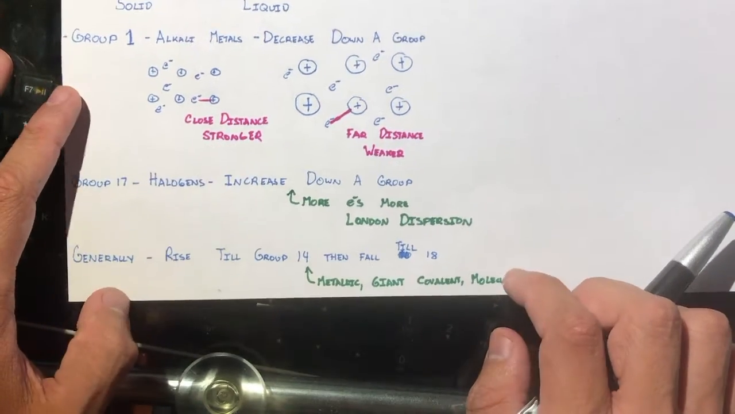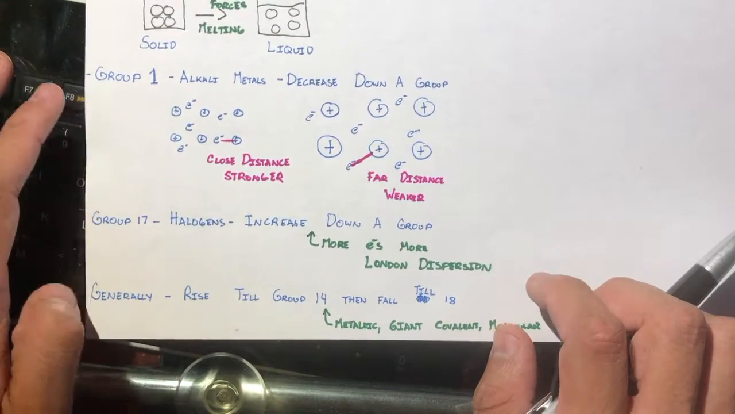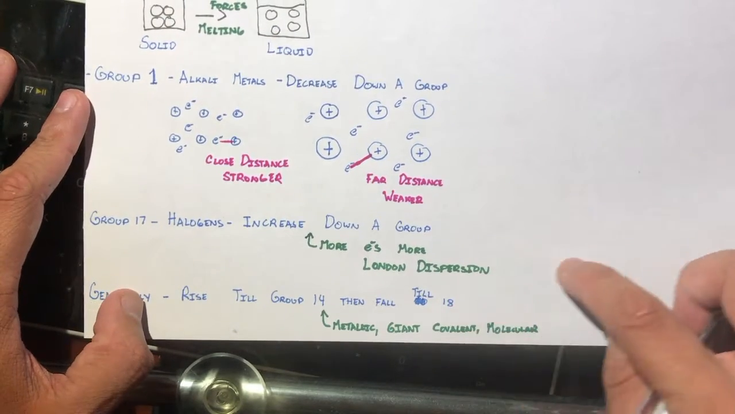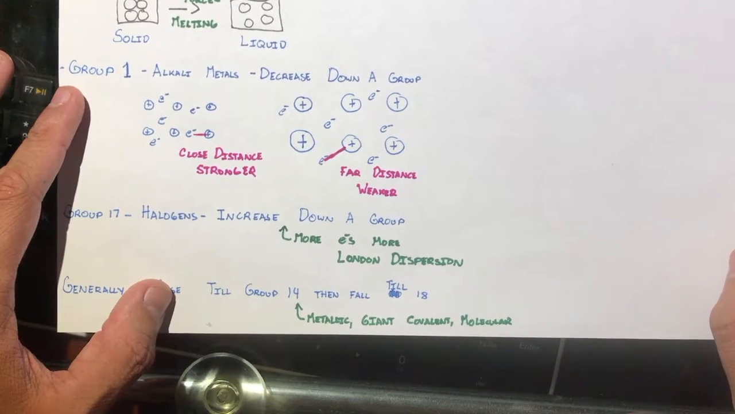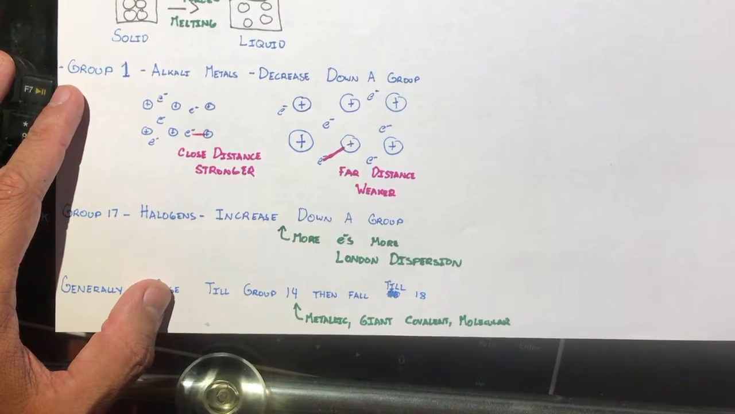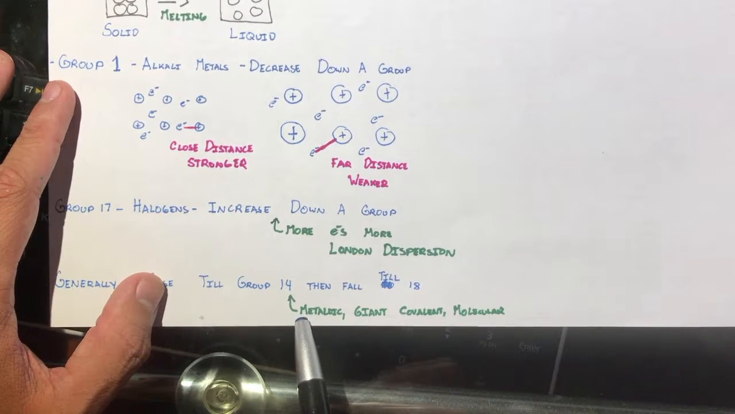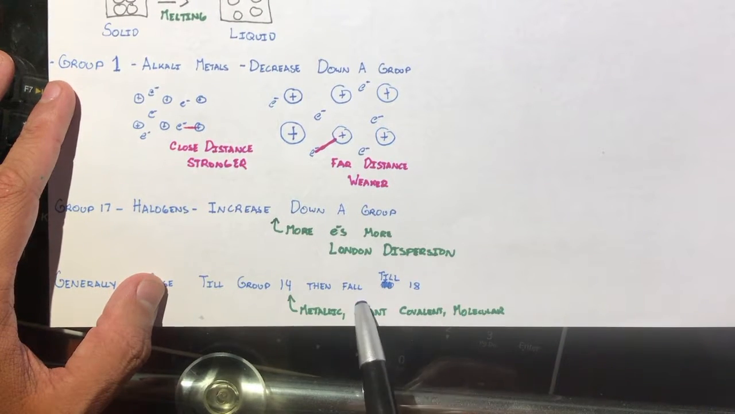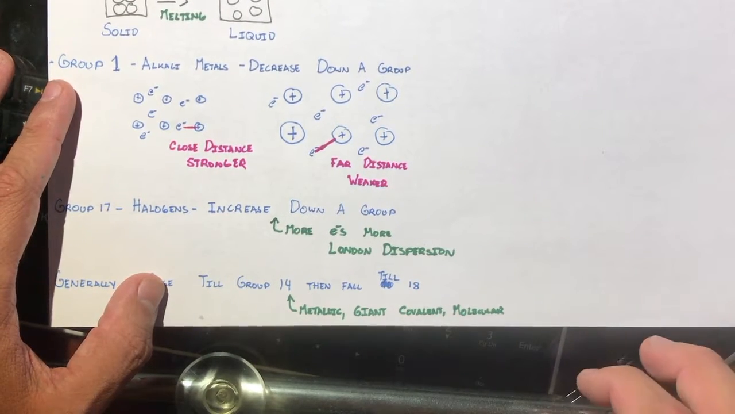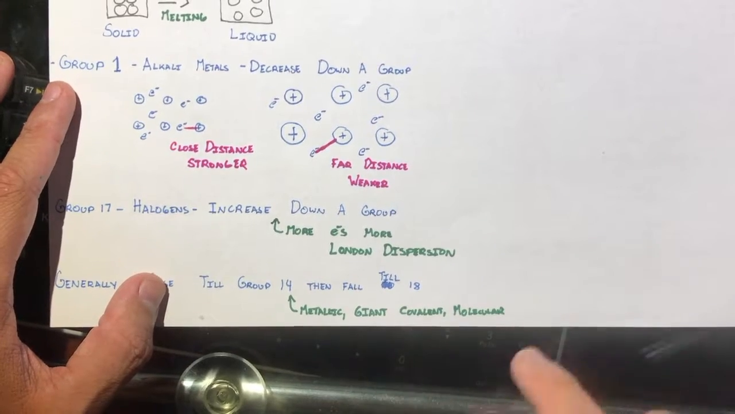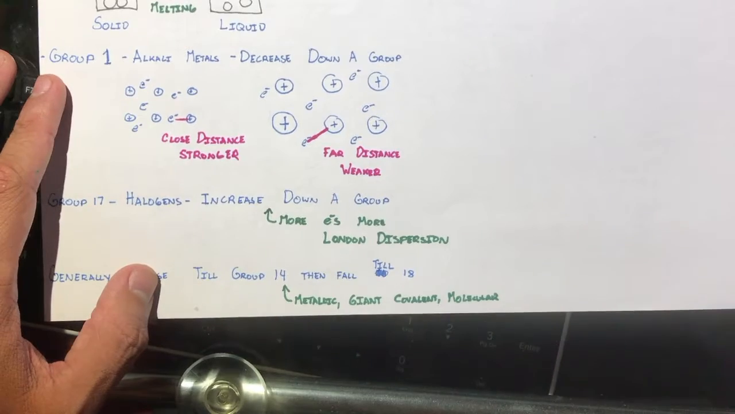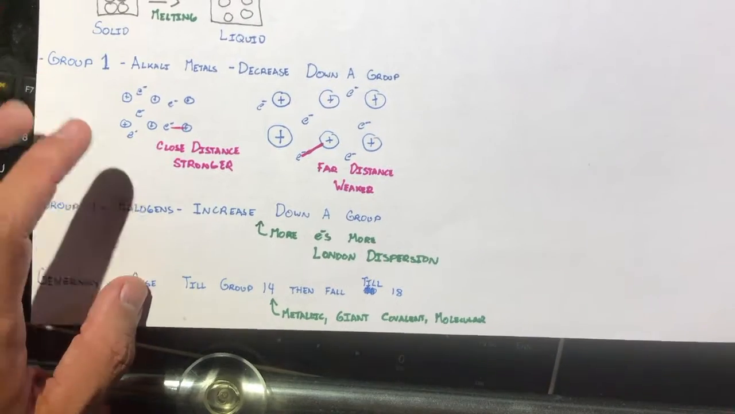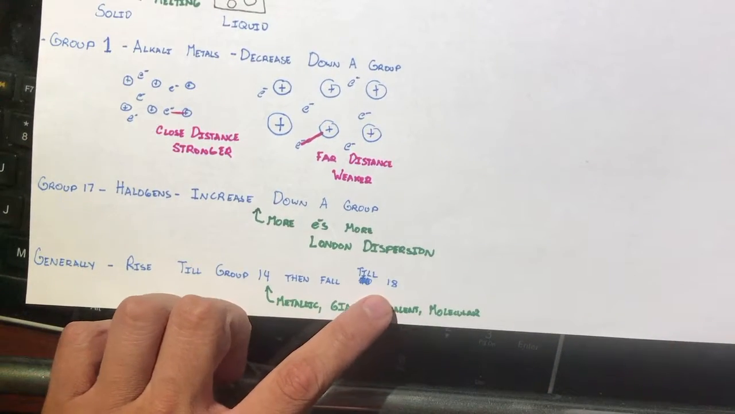Brings it all together and makes it all make sense. Now, a general rule for melting is that it's going to rise until it reaches group 14 and then fall until it reaches group 18. So it's going to rise until group 14. That's because that's about the time when we hit this kind of giant covalent structure. Again, we talk about it in chapter 4. And we're going to fall until we hit the noble gases. Makes sense that it's very easy to melt the noble gases.